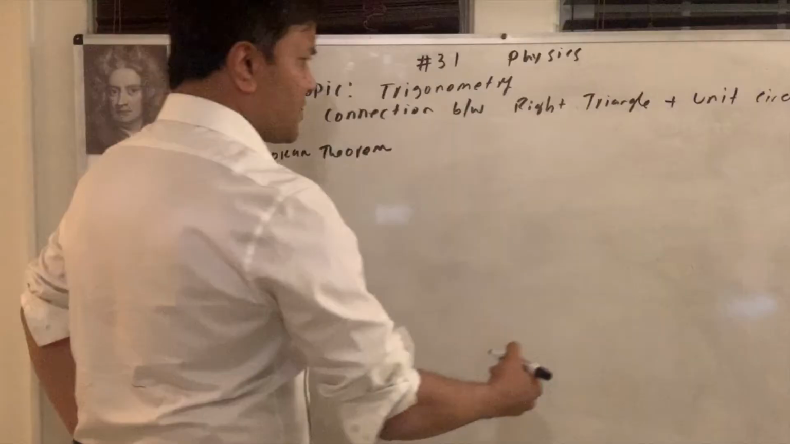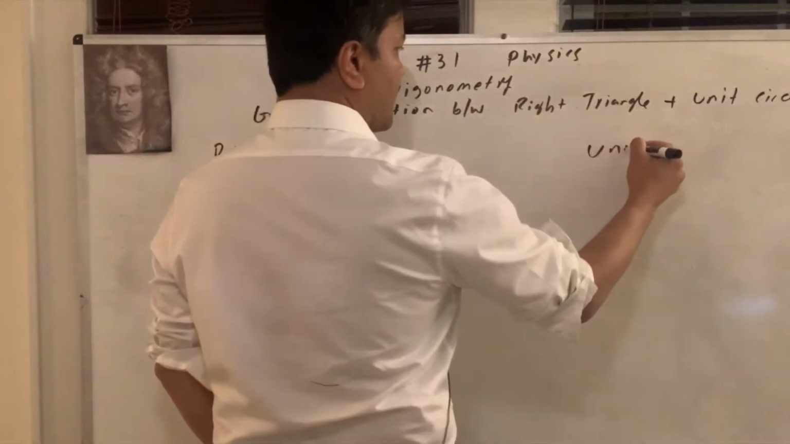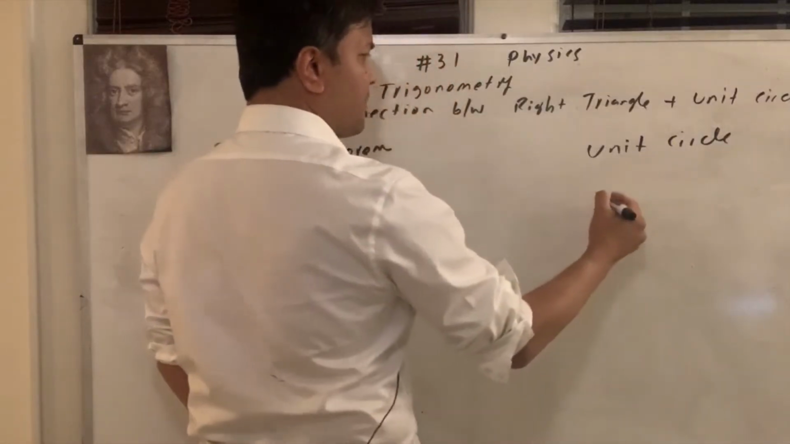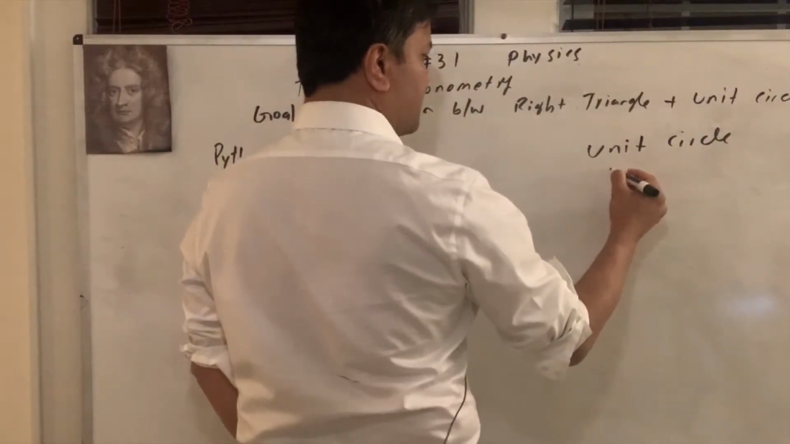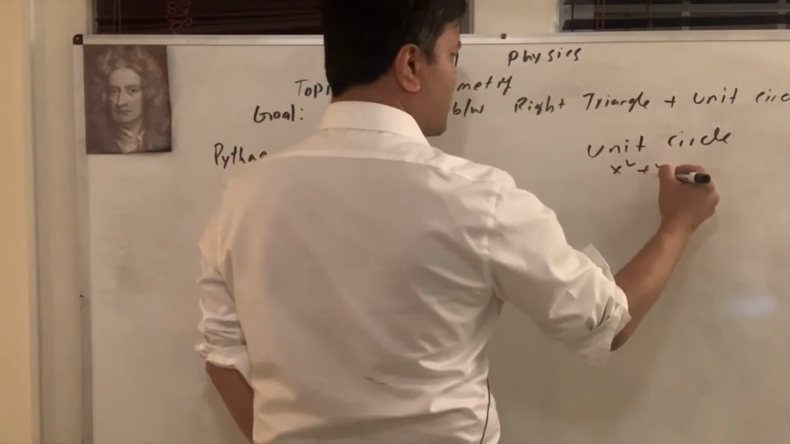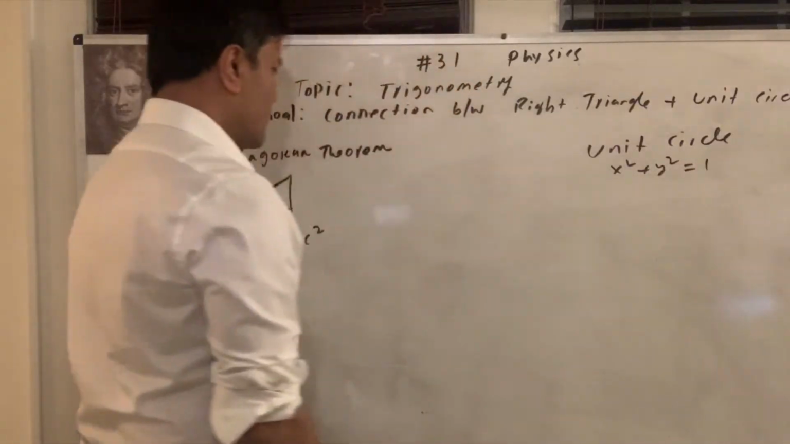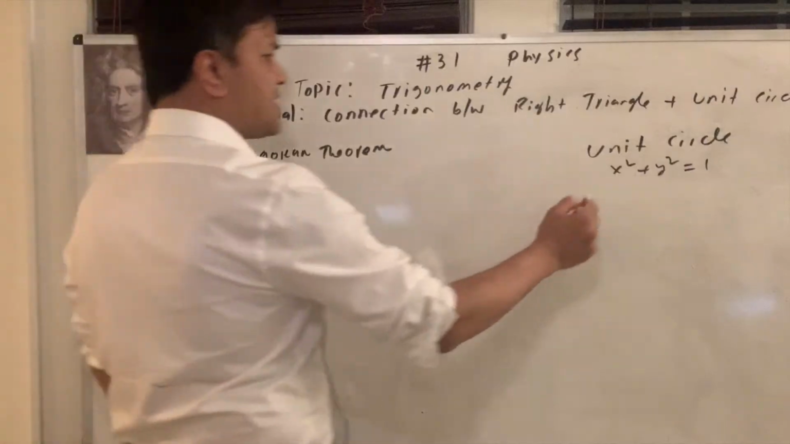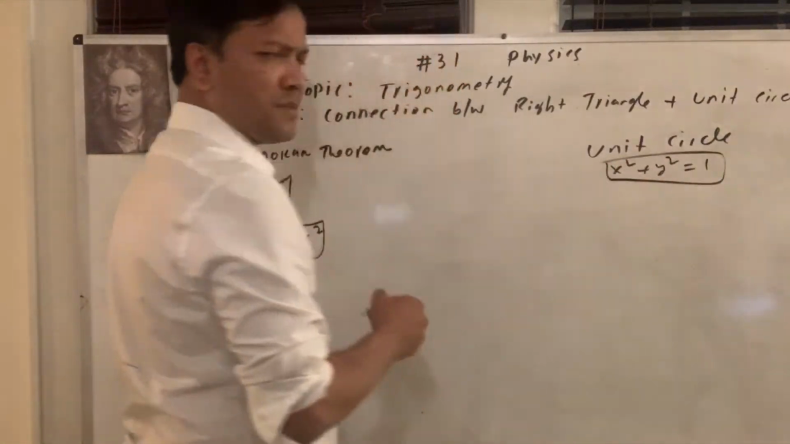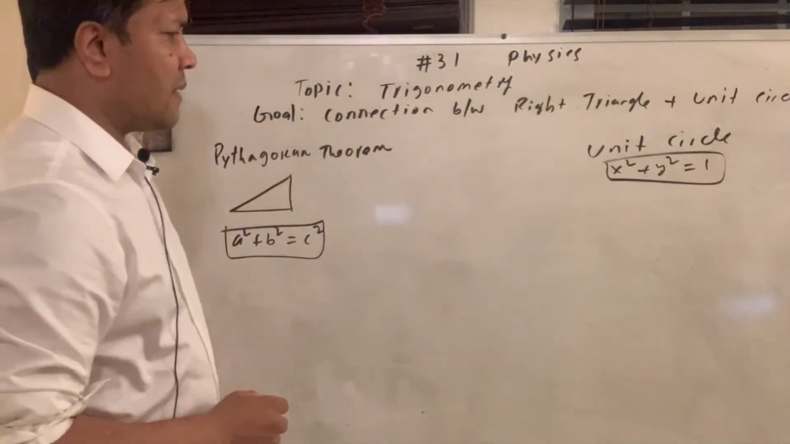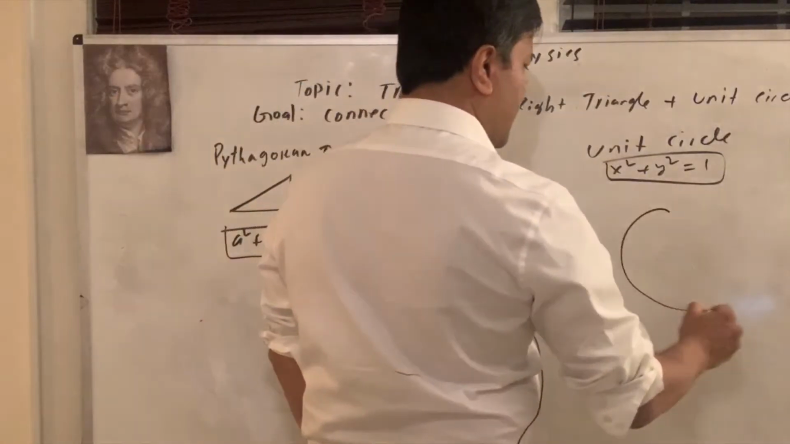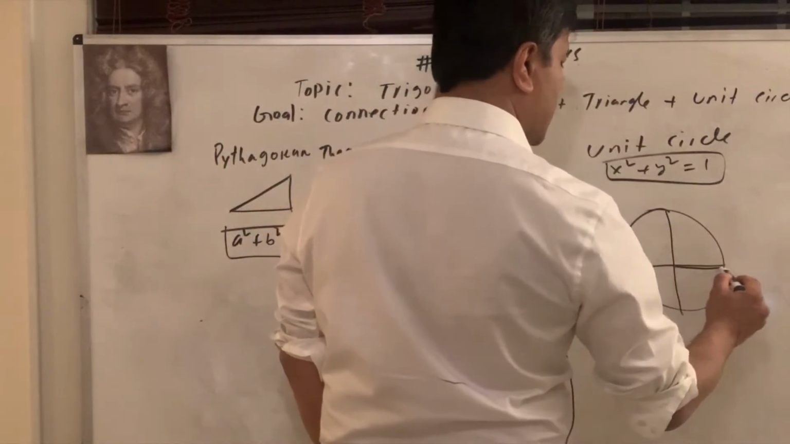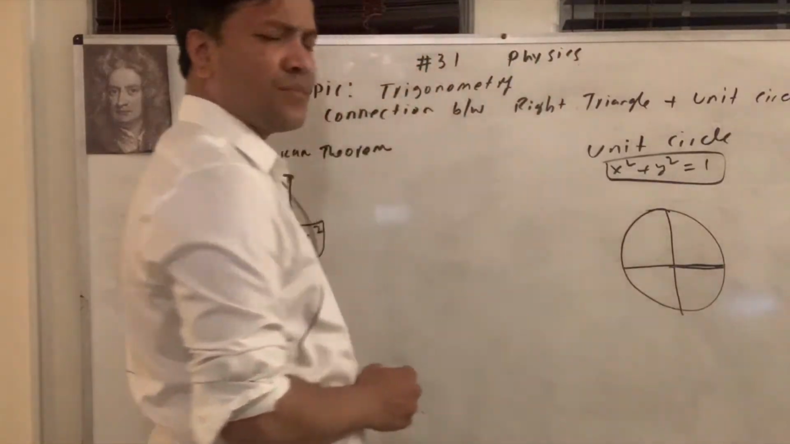And when we talk about the unit circle, we are talking about x square plus y square equals 1. So as you see, this is a special case of the Pythagorean theorem. All right, so what makes it the unit circle is the radius of 1. So this is the radius. This makes it the unit circle.